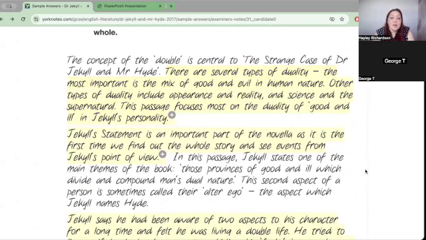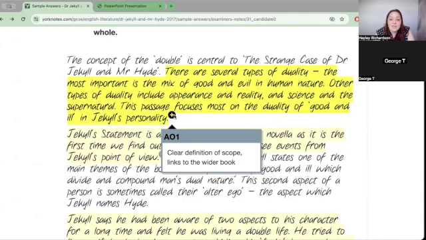So the concept of the double is central to the Strange Case of Dr. Jekyll and Mr. Hyde. There are several types of duality. The most important is the mix of good and evil in human nature. Other types of duality include appearance and reality, and science and the supernatural. This passage focuses most on the duality of good and ill. I think they mean evil. They haven't said ill, have they? No, they said evil. Good and ill in Jekyll's personality, but they've used that as a quote.